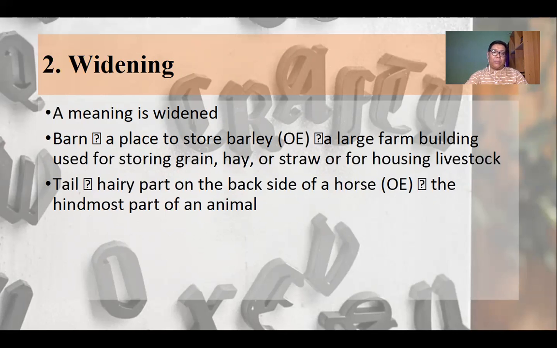For example, the word barn. In the Old English, barn was used to refer to a place to store barley. But in the modern English, barn is a large farm building used for storing grain, hay, or straw, or for housing livestock. So if you notice, the scope widened. Therefore, the meaning also widened. If you say tail, in the Old English, you might refer to hairy part on the backside of a horse. But in the modern English, tail may refer to the hindmost part of an animal, not necessarily the horse only.